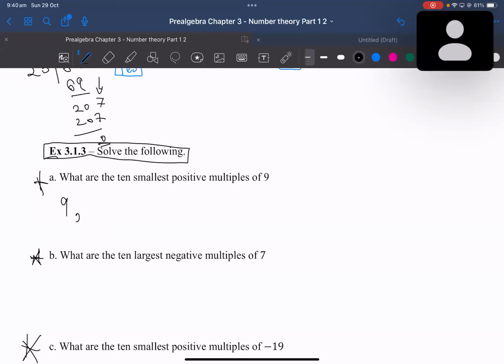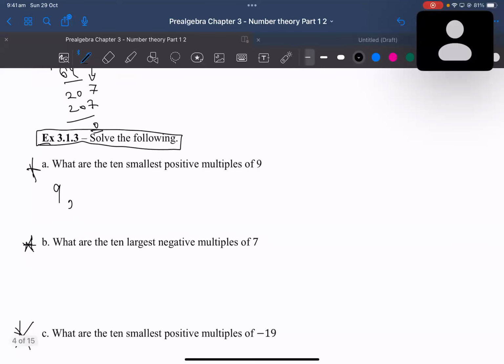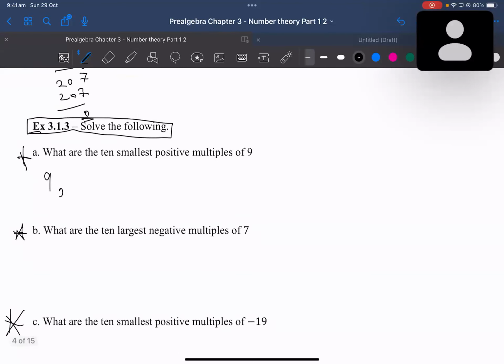Alright. And see how you went with the other ones. So it's 9, then 9 times 2 is 18. Add another 9. Keep adding 9s and you get 27, 36, and so on, until you get to 90.